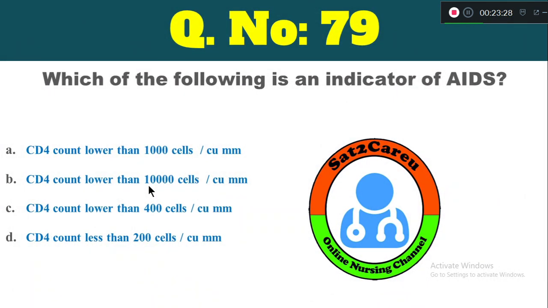Question number 79. Which of the following is the indicator of AIDS? Option A, CD4 count lower than 1000 cells per cubic millimeter. Option B, CD4 count lower than 10,000 cells per cubic millimeter. Option C, CD4 count lower than 400 cells per cubic millimeter. Option D, CD4 count less than 200 cells per cubic millimeter.